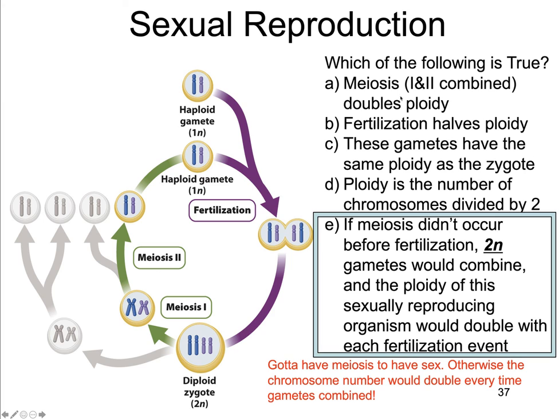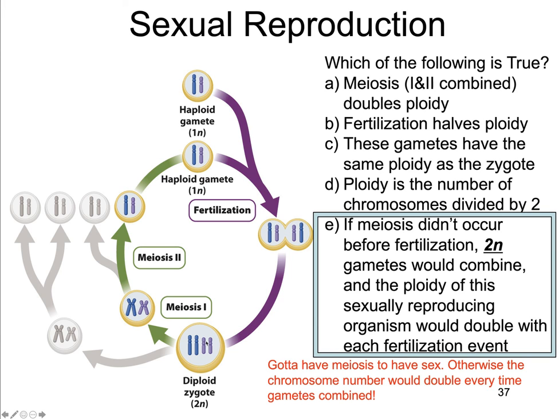Let's see why the rest of these are false. Meiosis 1 and 2 combined doubles ploidy. That's false. It cuts the ploidy in half. So if you go from meiosis 1 and 2 to this haploid cell, so you go from diploid to haploid. Fertilization halves ploidy. That's false. Fertilization doubles ploidy because you go from 2 haploid cells to a single diploid cell.